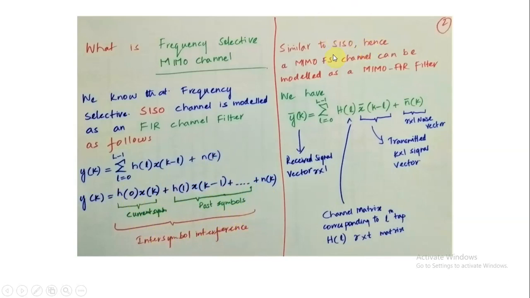Now similar to SISO, a MIMO frequency selective channel can be modeled as a MIMO FIR filter. So we have Yk as a vector for the MIMO FIR filter, which is the sum over l equal to 0 to L minus 1 of capital Hl into X vector k minus l, plus N dash k. So now we are applying a model of a frequency selective channel on MIMO. We have the received signal vector. This is the transmit signal vector from multiple transmit antennas. This is the channel matrix Hl, which corresponds to the lth tap of the frequency selective channel. This is an R by T matrix, depending upon how many receive antennas and how many transmit antennas we have. And this is a noise vector, which depends upon the number of receive antennas.